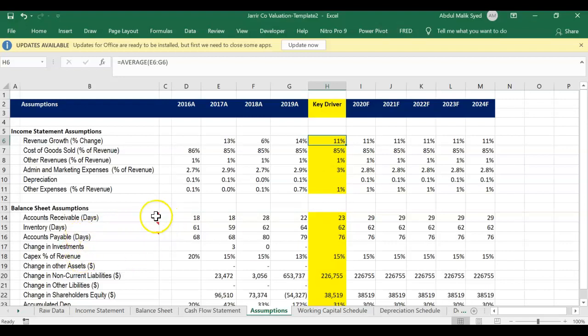Similarly, accounts receivable, we are calculating based on this formula, accounts receivable divided by annual revenue times number of days in the year. So I'm assuming number of days in a year is 365 days. So you have 18 days, 28 days, 22 days. So we are assuming that it is 23. Okay, so let me put this as 23 only.